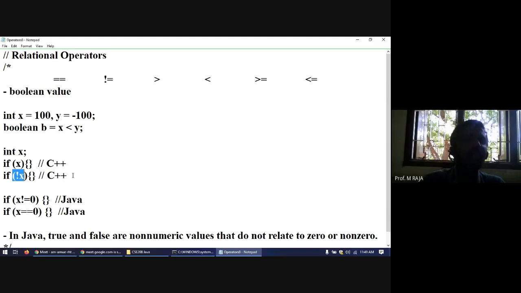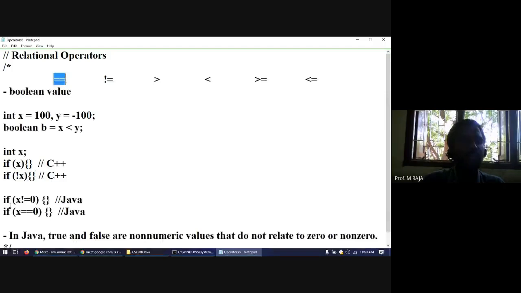This is valid because here it checks the value of x, if x is 0 or non-zero. If x is 0, that is taken as a false quantity, and the condition becomes false. Any non-zero value is taken as true, including negative quantities. Whereas in Java, these lines of code will not work. Explicitly, the user must specify using the relational operators not equal to or equal to.